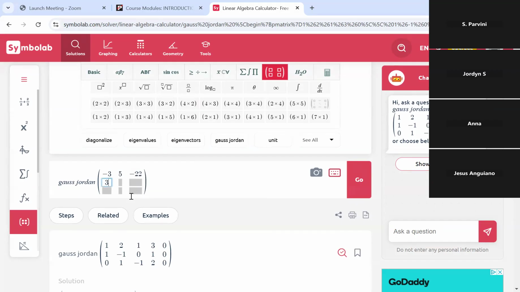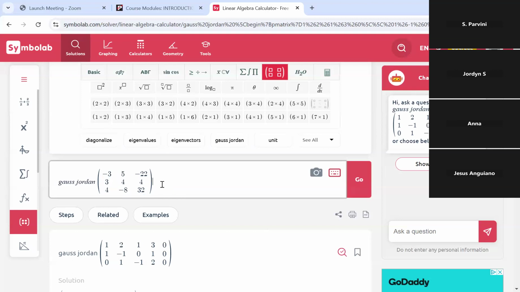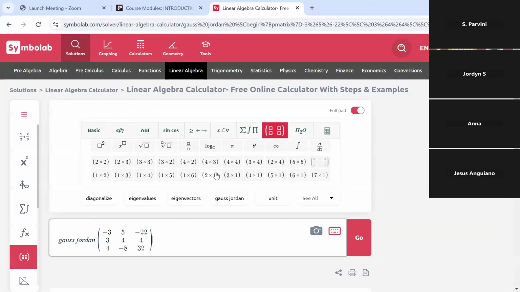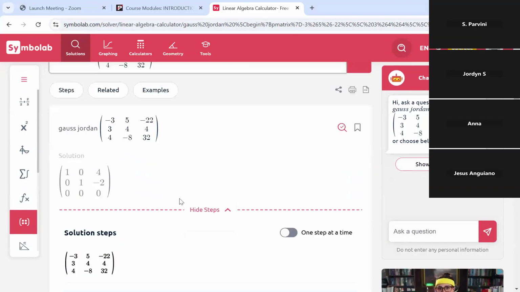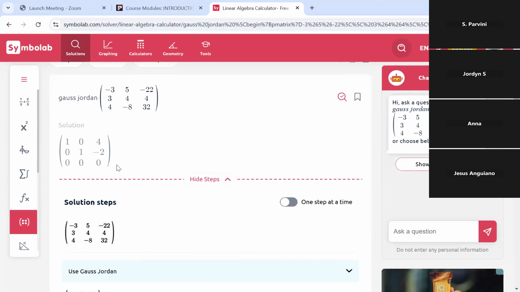And then we're going to go 3, 4, 4, and 4, -8, and 32. So please check, make sure I did it right. I think those numbers look good. And then Gauss-Jordan. Go, and there is your Gauss-Jordan right up here. So I'm copying the numbers now. 1, 0, 0. And then I have 0, 1, 0. And then 4, -2, 0.